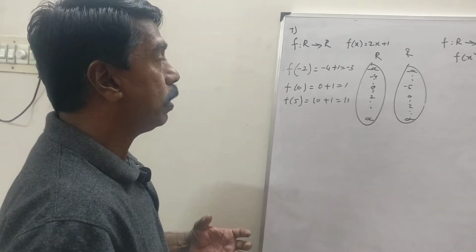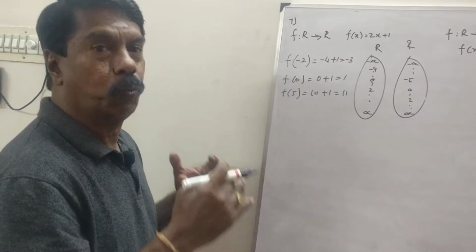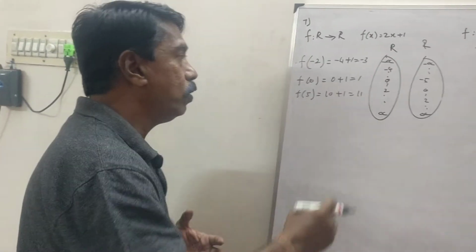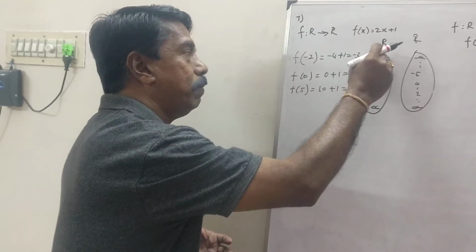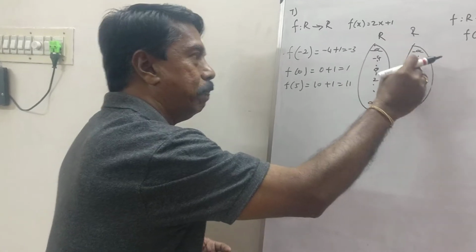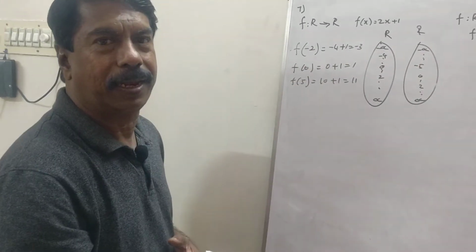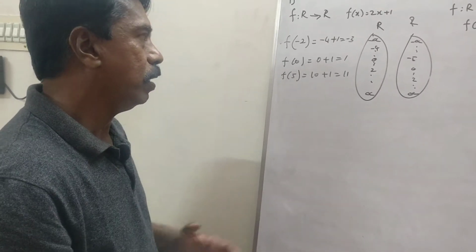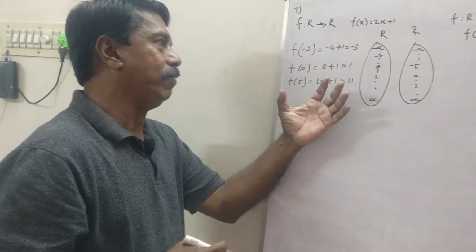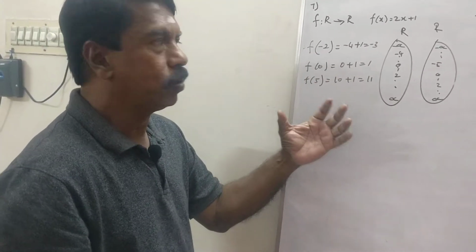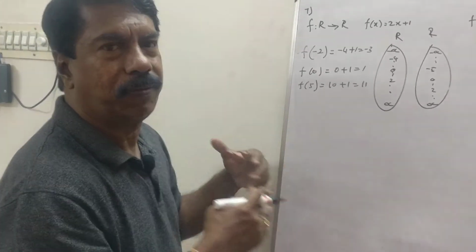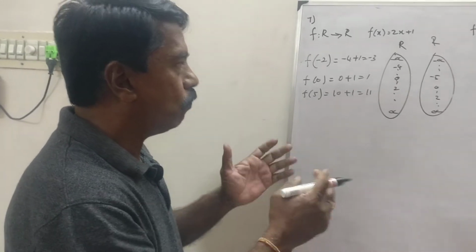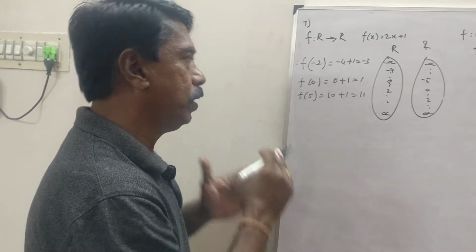But remember, we have to say it is one-to-one and onto. Only if we know that every element has an image here in this R, then only we will come to know it is one-to-one. We know that R is a set, it is an infinite set. So we cannot find the images for each and every element. For that, we follow a different method of proving that.